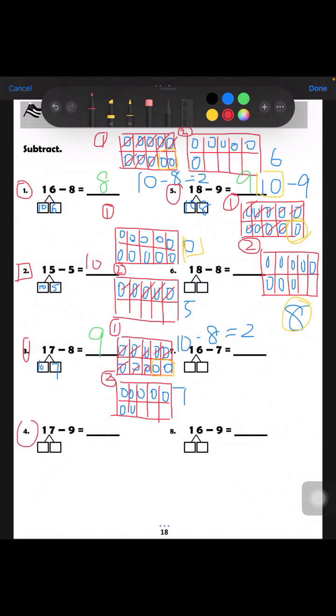Okay, for the rest of the question, 4, 6, 7, 8, please try to finish by yourself at home and try to use the 10 frame set to help you to calculate the answer.